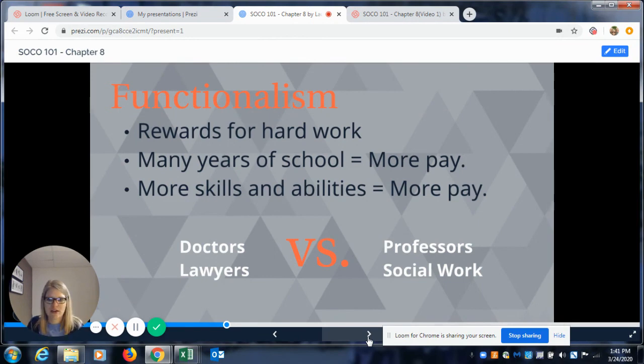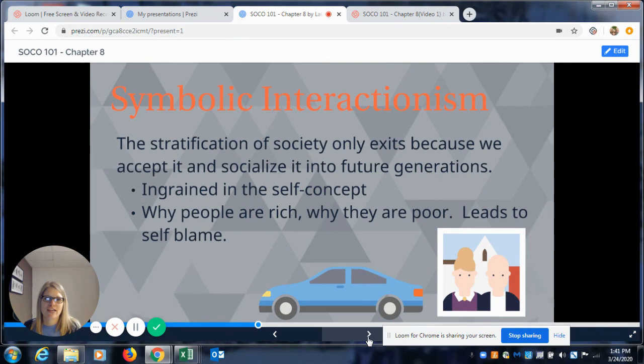So moving along, let's look at symbolic interactionism. Remember, that is the theory that we transmit our culture through interactions between people. It's based upon shared symbols and shared meanings behind behaviors and those symbols, and the socialization process continues throughout our whole life. So symbolic interactionism says that the reason why this stratification exists, and continues to exist, is because we accept it as just how life is, and we socialize it into future generations.